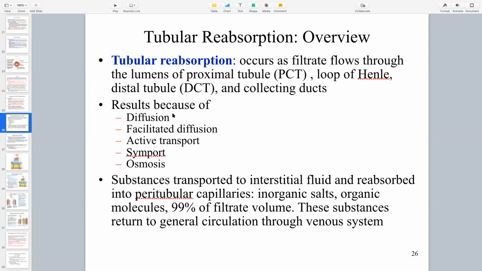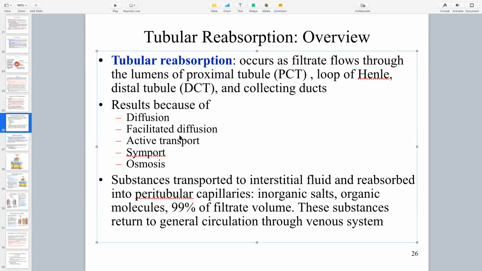The results that we're going to see are due to diffusion, facilitated diffusion, active transport, symport, and osmosis. Now, the results of tubular absorption are due to all of these. The big driving force I want you to always keep in mind is water always follows solute movement. Unless we specify that we're blocking water, anytime water moves, it's because it's going to a higher solute concentration. So whenever we move salts, we will always have osmosis and water moves with it.